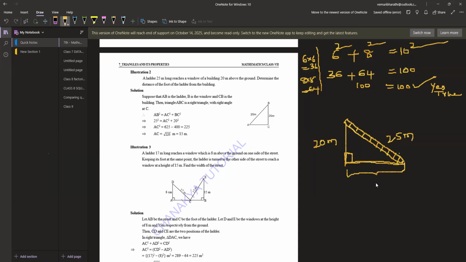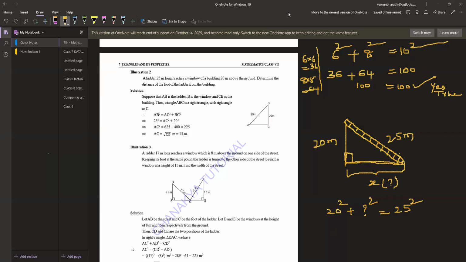If you don't know the unknown, I take it as x, or you can put a question mark. So we know that 20 square plus the unknown number square gives the hypotenuse square, 25 square. What is the value of 20 square?